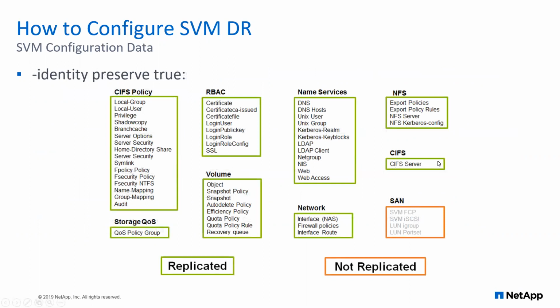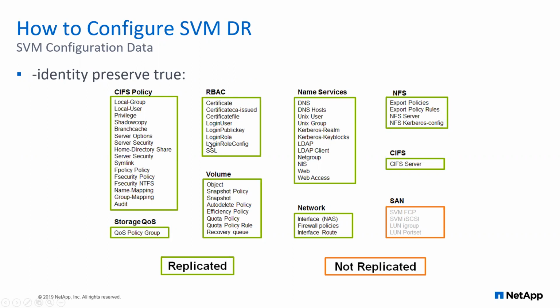So these are the configurations that can be replicated. I believe this is a slightly condensed list. I will give you a link to the full list of everything. But you can get an idea of the sort of stuff that we can replicate using identity preserve true: CIFS policies, name services, CIFS server, and of course all the volume information, and that'll go either way.